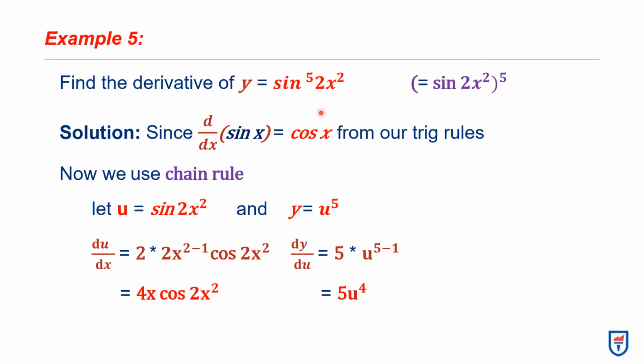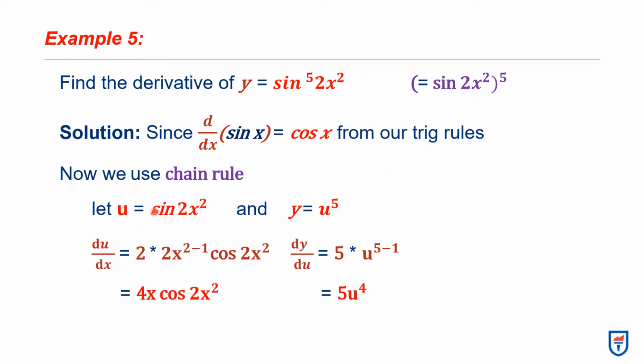So when we find the derivative of such an expression, we need to use the chain rule. We let u equal the inner function, which is sine 2x squared, so u = sin(2x^2). Then we let y, the outer function, be y = u to the power 5.